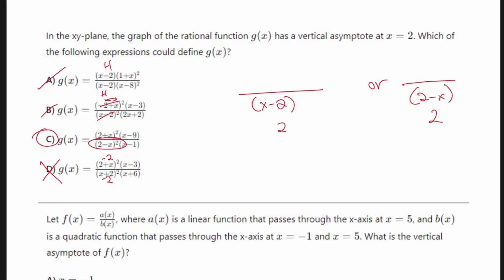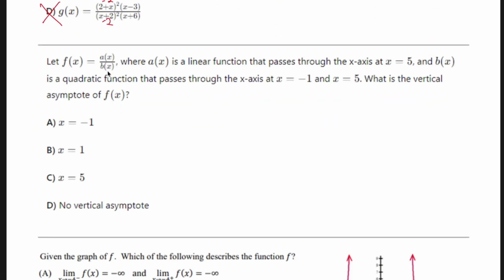Okay? Let f of x equal a over b, where a is a linear function that passes through the x-axis at 5, which means a has a zero of 5, which means the magic number is 5, so x minus 5 up here. Looks like I don't even need to do that. I'm just going to draw it out anyway. B of x is a quadratic function that passes through the x-axis at -1 and 5, so magic numbers at -1 and 5 give me x plus 1 and x minus 5.